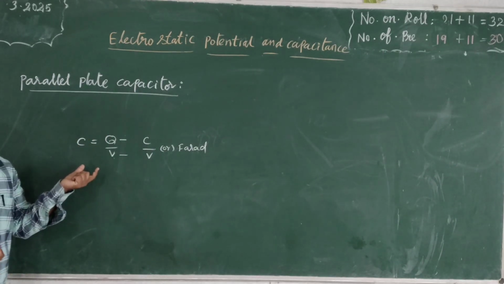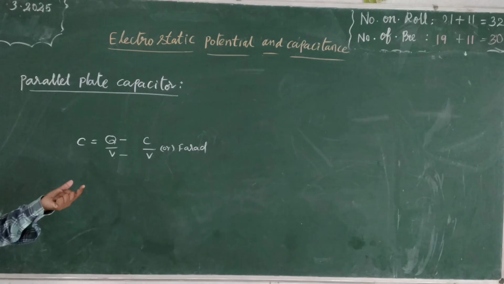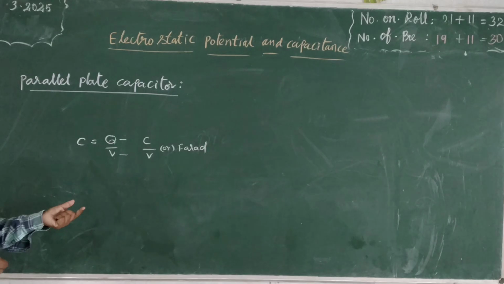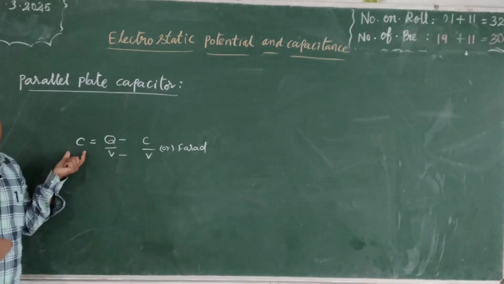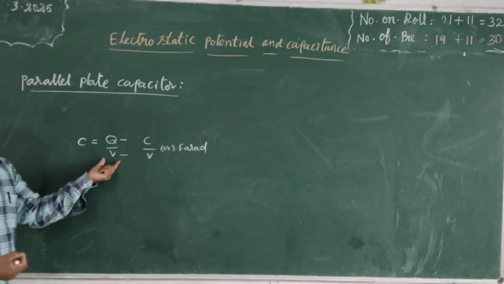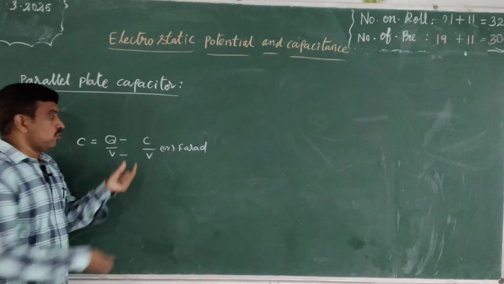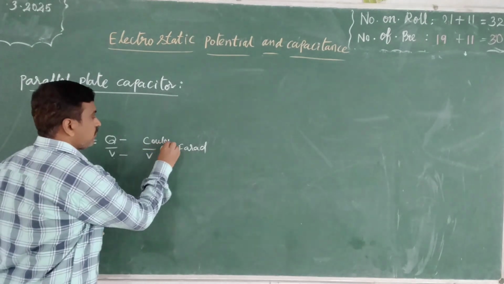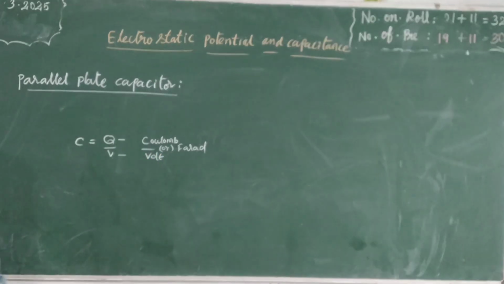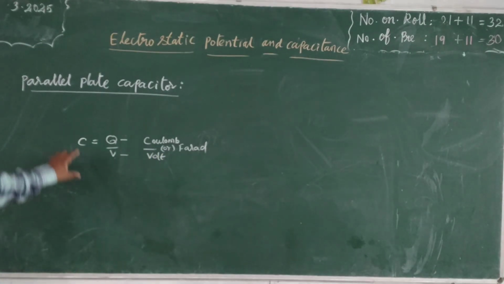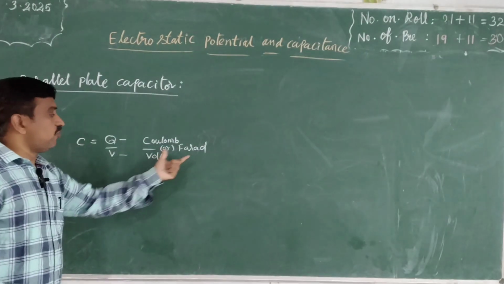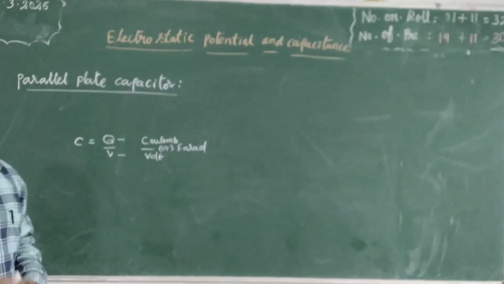Capacitance is the property which has the ability to hold charge or energy. That property we call capacitance. Capacitance equals Q by V, where Q is charge and V is potential. Charge is in the unit coulomb and potential is in the unit volt. Coulomb per volt is the unit of capacitance in the SI system. Coulomb per volt we call a farad, so it is the unit of capacitance.